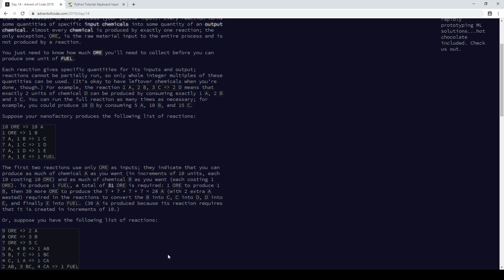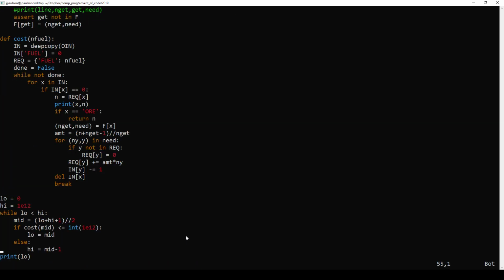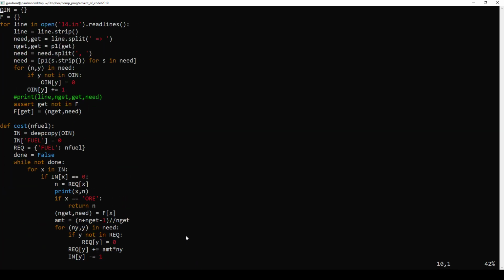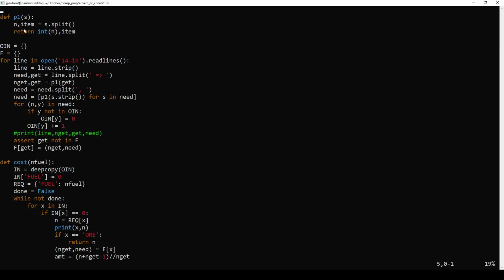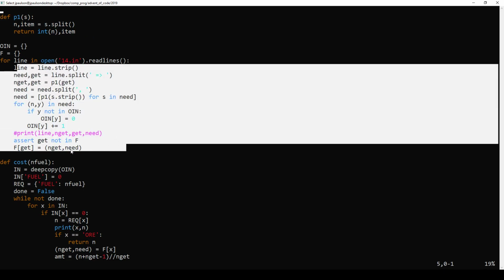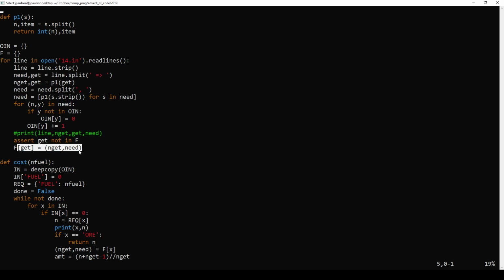But instead I did what I thought was a topological sort. So the idea is, first we need to parse the input into these rules, these formulas, which are stored in F. Given a thing that you want, how many you get out of that formula, and what things you need. And the needs are pairs of how much of the thing you need and what ingredient it is.